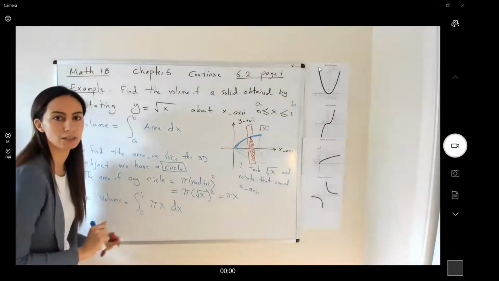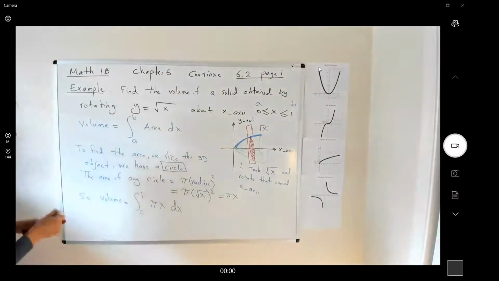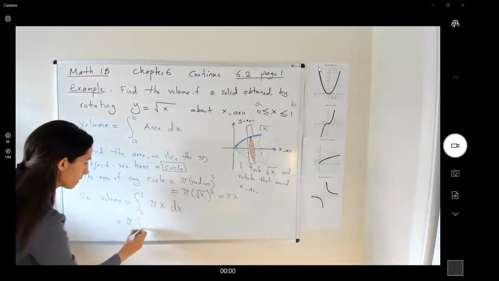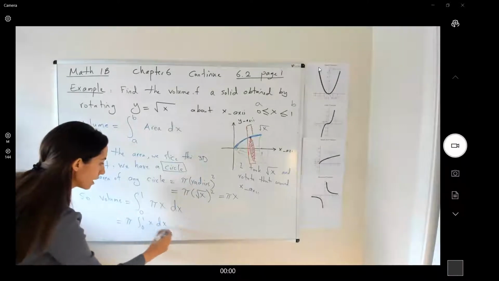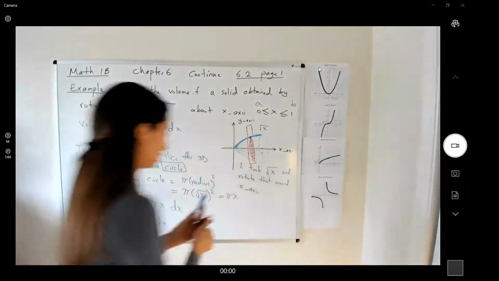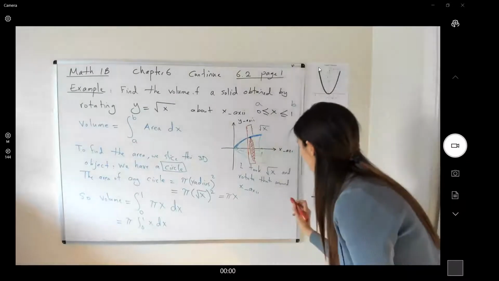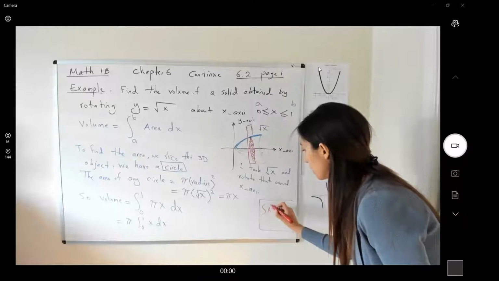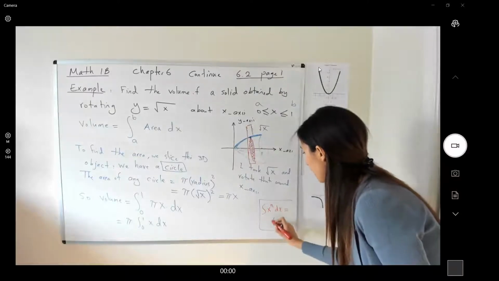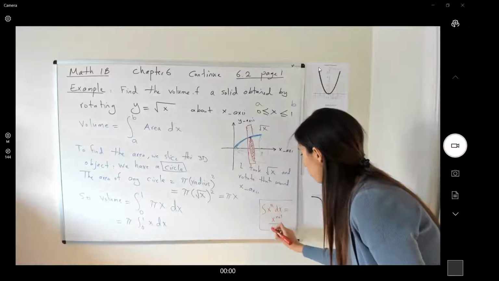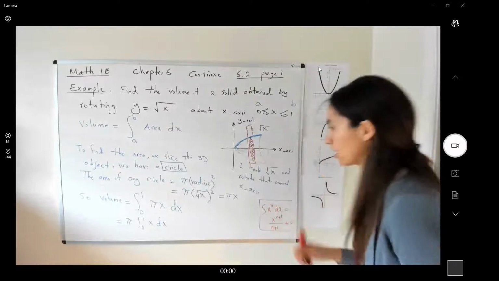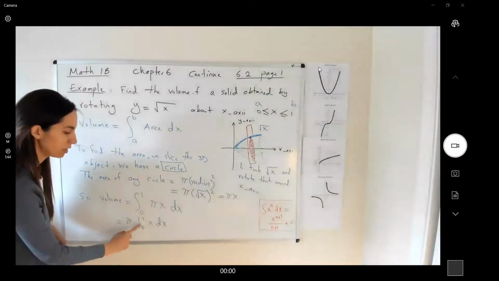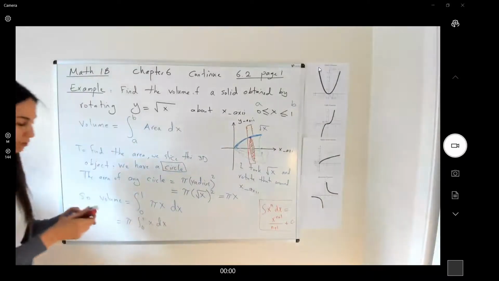Pi is just a constant. It is just a number. So write pi in front of your integral from 0 to 1 of x dx. We all know how to find the integral of x. The integral of x to any exponent n is equal to x to the n plus 1 over n plus 1, plus a constant of integration. Here, since we have a definite integral, we don't need the constant of integration.